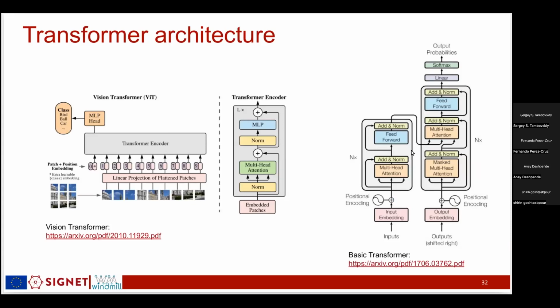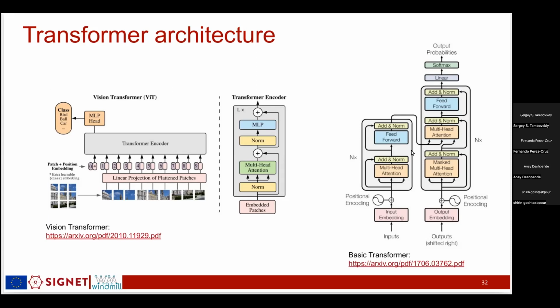But when I came here to Zurich to start my secondment with Fernando, we thought, okay, this transformer architecture can be a good solution for problems like this. Transformers were introduced back in 2017. They are basically a stack of multi-head attention networks followed by feed-forward neural networks. And this is basically the whole architecture.